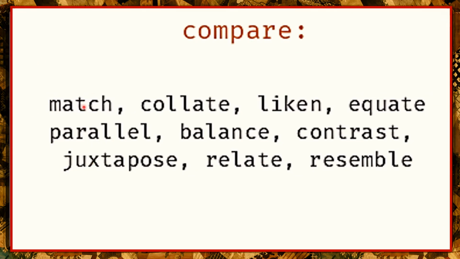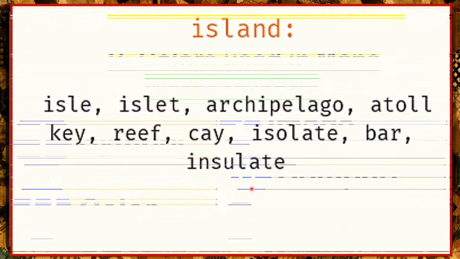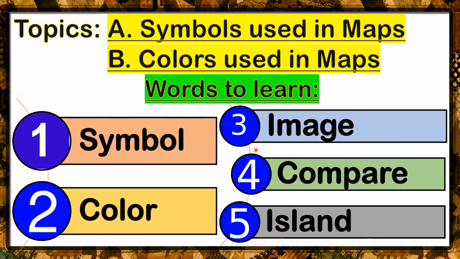Next is compare. It means to match, collate, liken, equate, parallel, balance, contrast, juxtapose, relate, resemble. So you compare two things or two persons. The last word is island. It means isle or islet, archipelago, atoll, key, reef, isolate, bar, and insulate. So these are the five words that can help us better understand our topic for today.